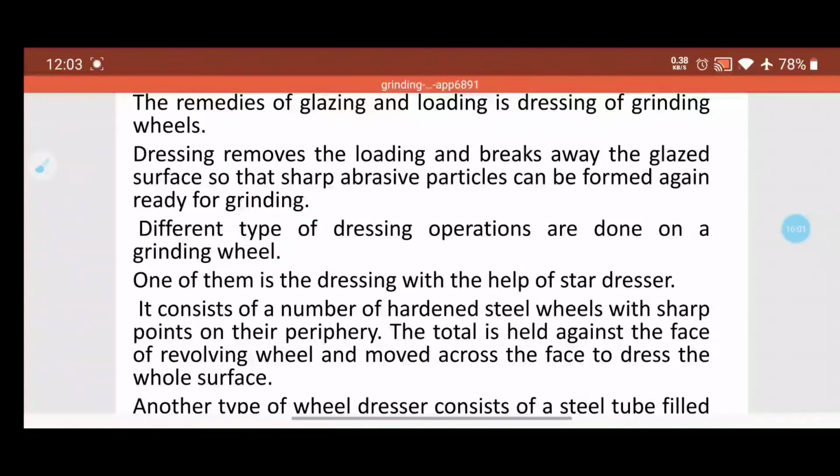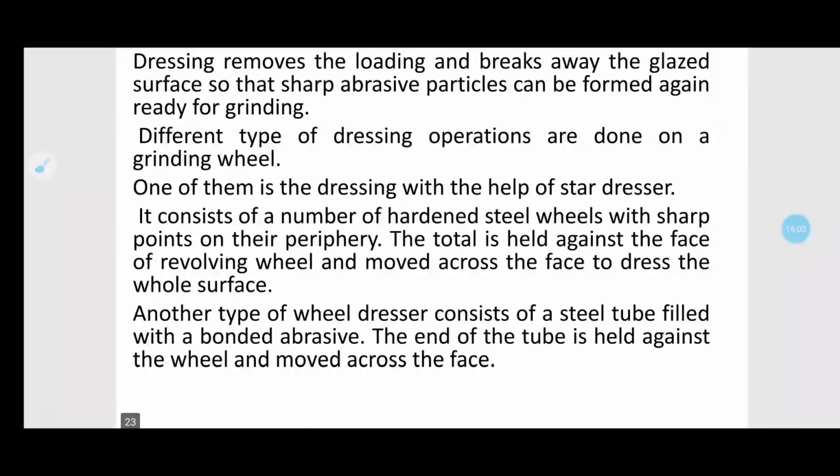Different types of dressing operations are done on the grinding wheel. One of them is dressing with the help of a star dresser. That is the star dresser we were seeing. It consists of a number of hardened steel wheels with sharpened points on their periphery. So that is the star dresser.